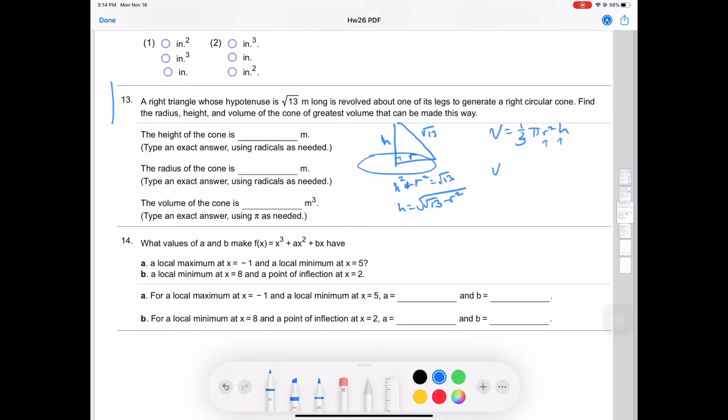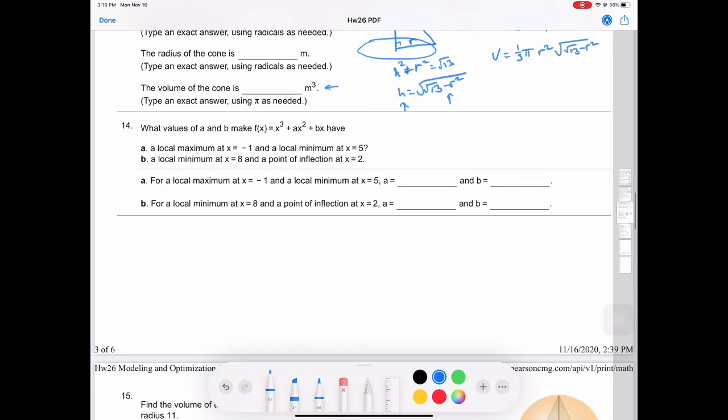So our volume is equal to 1/3 pi r squared times the square root of 13 minus r squared. And then we would have to take the derivative of this, set it equal to 0, and then we can maximize our volume based on r. Once you find the r, we can plug it back in here to find the h. So we have the height, and then we have the volume once we have both.